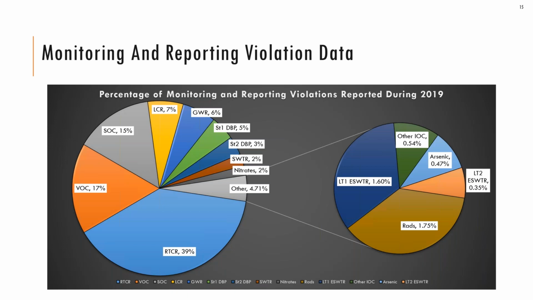Followed by the chemical contaminants rule, which manages SOCs, which are synthetic organic chemicals, and VOCs, which are volatile organic chemicals. The next were the lead and copper rule, followed by the groundwater rule, stage 1 and 2 disinfectants and disinfection byproducts rule, the surface water treatment rule, nitrates, and the other rules which are listed in the smaller pie chart.